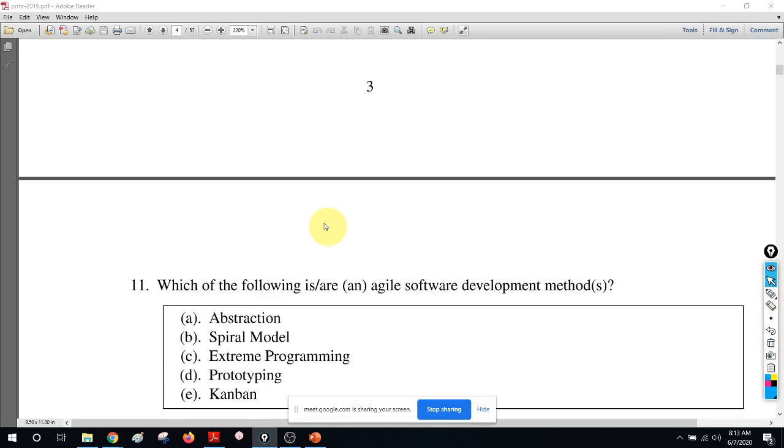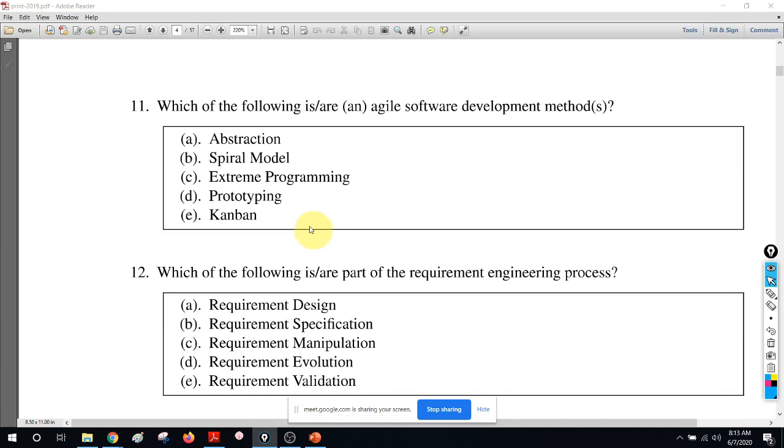The 11th one. Which of the following is an agile software development method? So what are the two agile software development methods we discussed? Extreme programming and Scrum, but there are some other agile approaches as well, right? Abstraction is an object oriented concept, so that is not the answer. Spiral model is a traditional approach. Yes, extreme programming is there. Prototyping is not an agile approach.